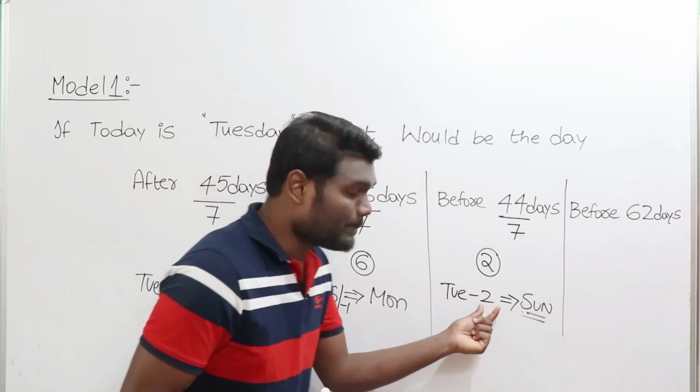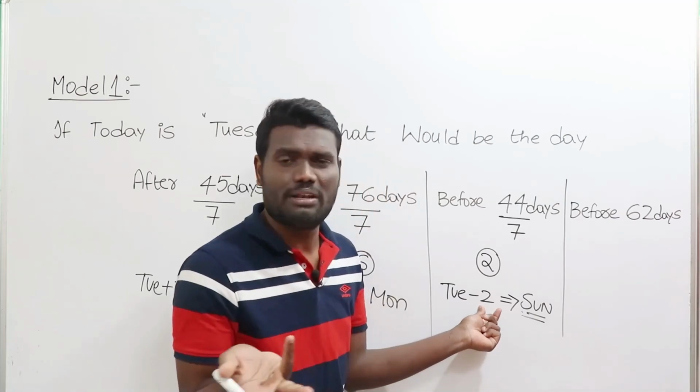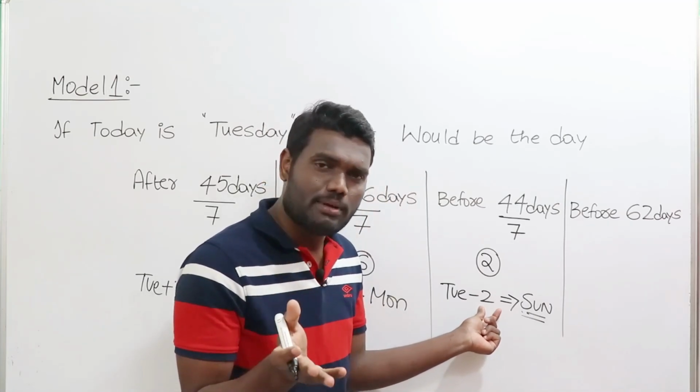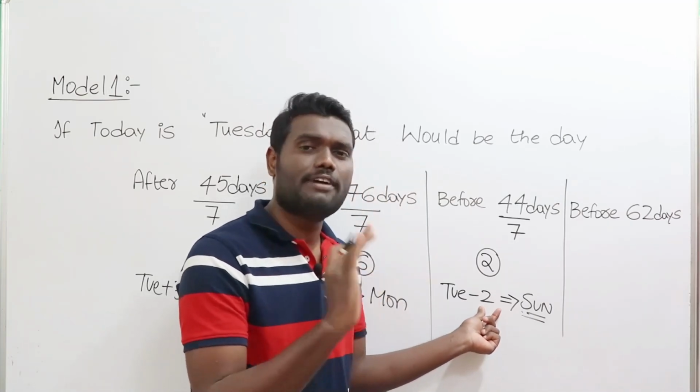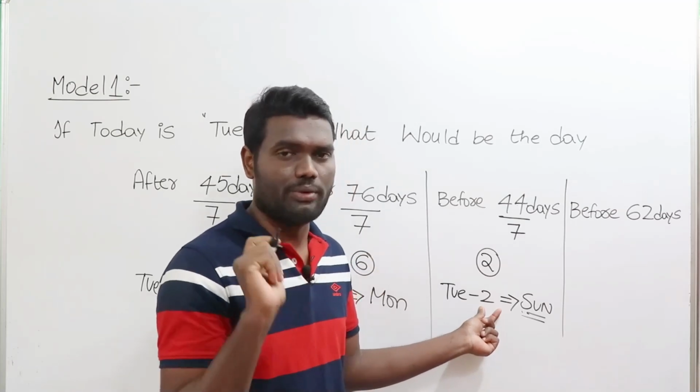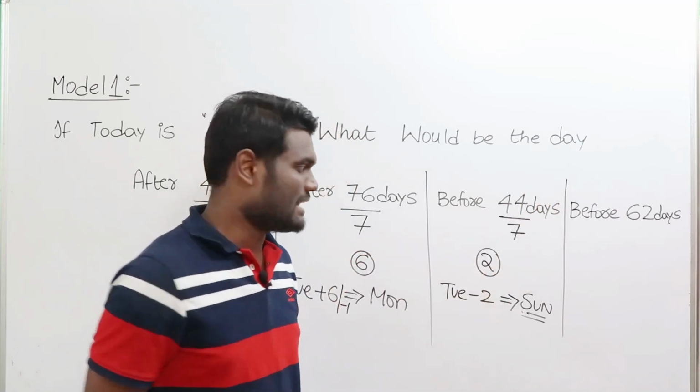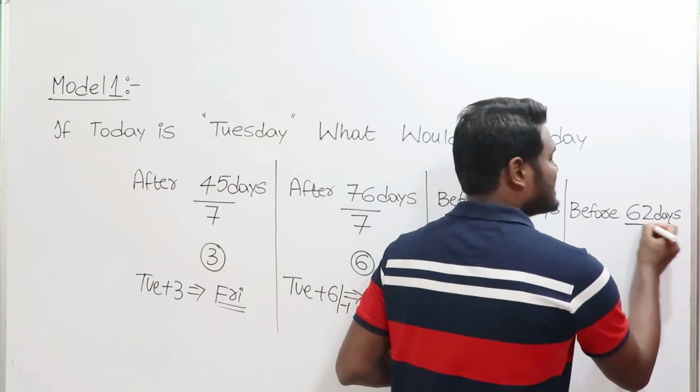Okay. Now if you look here, minus 2 or plus 5, both will be the same. Based upon your comfort, either you can go back or you can convert back to front as well. It's up to your wish. Okay. Let us look at one more example. What would be the day before 62 days?